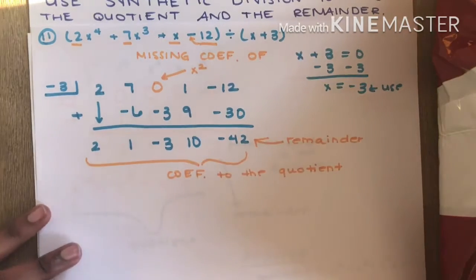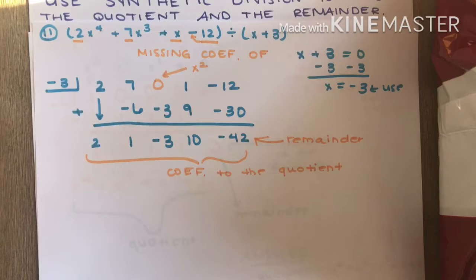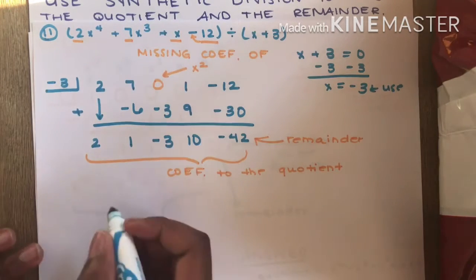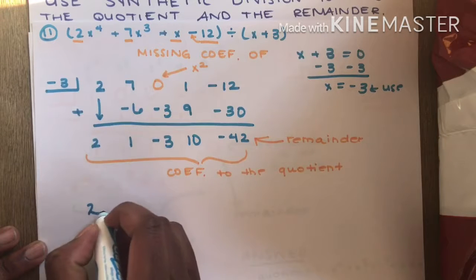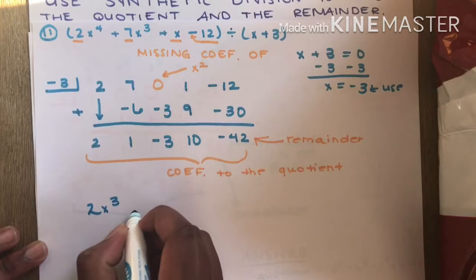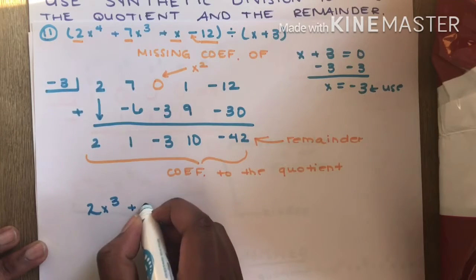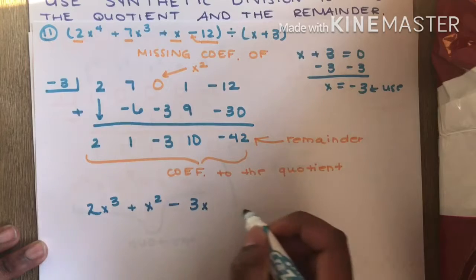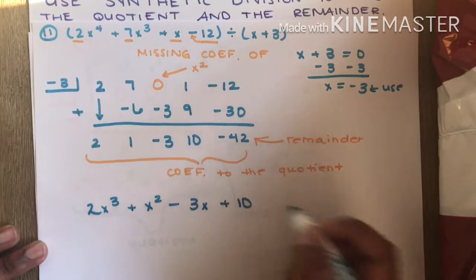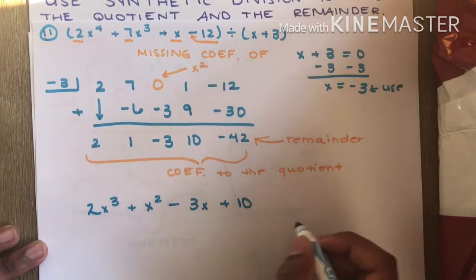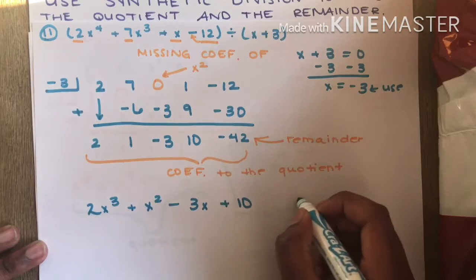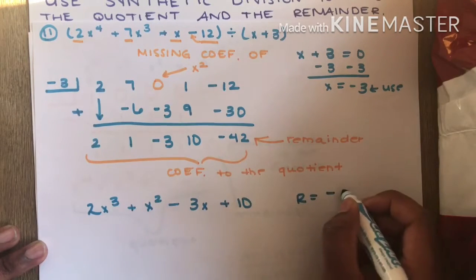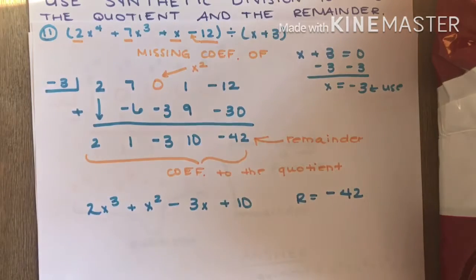And when writing the quotient using synthetic division, you always go a step down. So this polynomial started with an x to the fourth power. So when we're rewriting it in quotient form from just the coefficients, you start off with an x to the third power. So the final answer, final quotient, is 2x to the third plus x squared minus 3x plus 10. And we cannot forget the remainder because this time we have one. The remainder, what's left over, is negative 42.